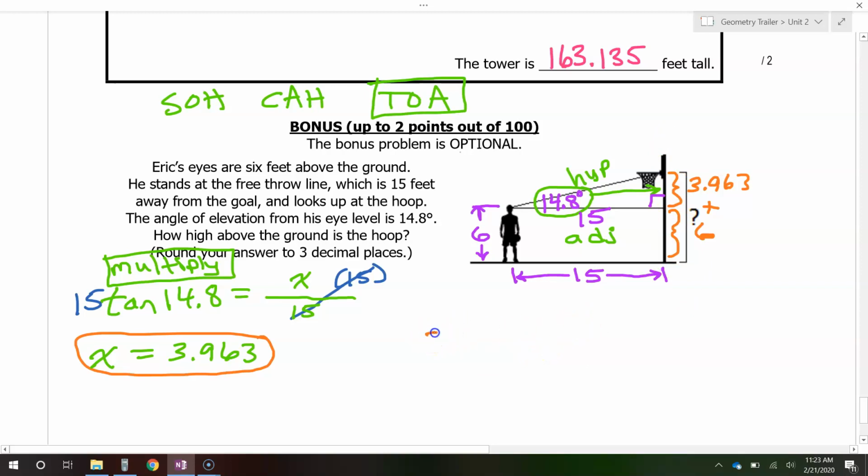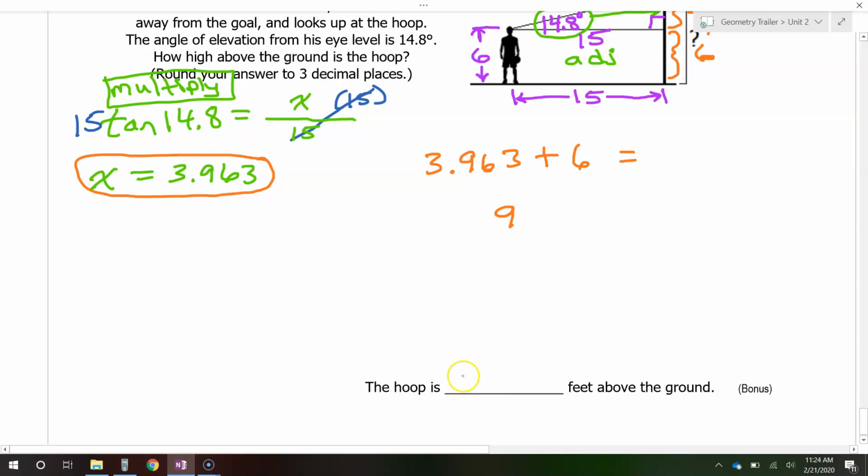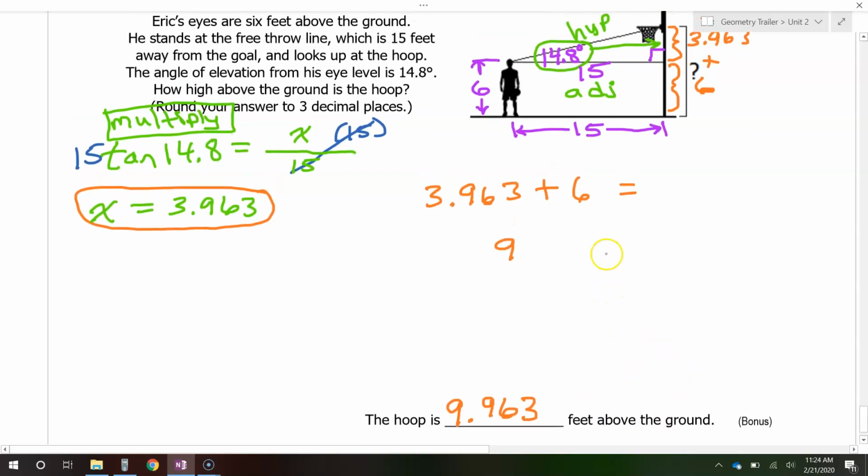And that will give us the total height that we're looking for. Okay, so if I add 3.963 plus 6, that is going to equal 9.963. All right, and that is how you do the bonus question.